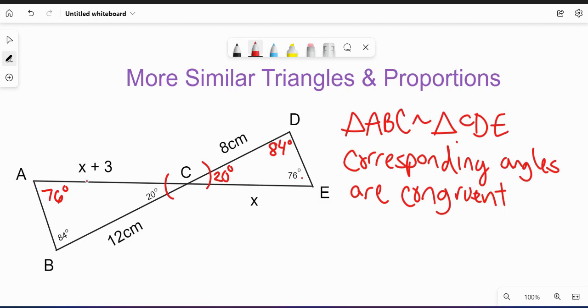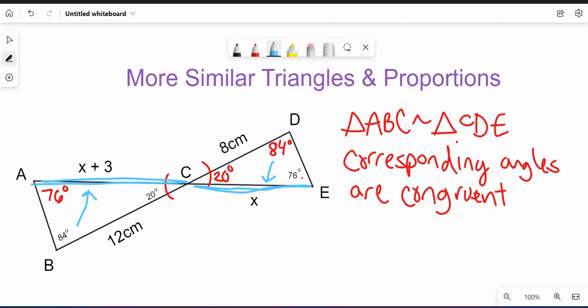Now, they're not the same size, but since they are similar, their sides form a proportion. So I have to take a look. Here's the smaller triangle, here's the bigger triangle. So X in the smaller triangle is across from the 84-degree angle. Across from the 84-degree angle in the bigger triangle is X plus 3. So just be aware of that when we're making our proportions here.